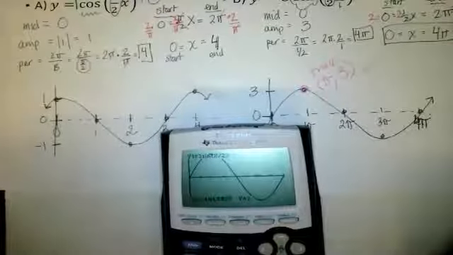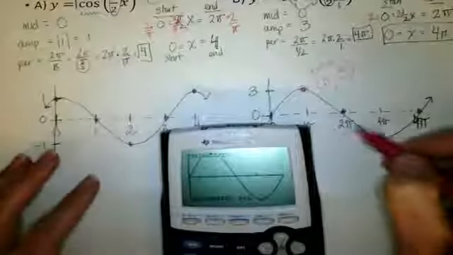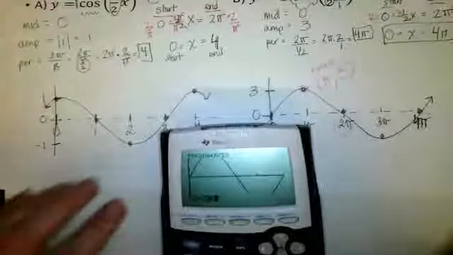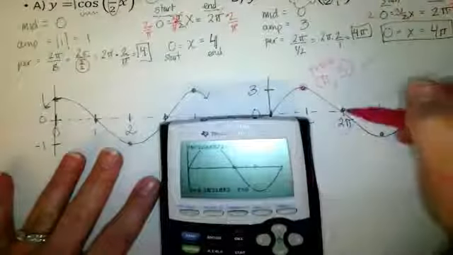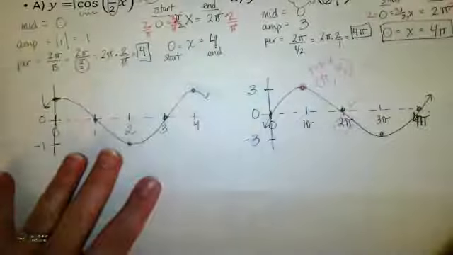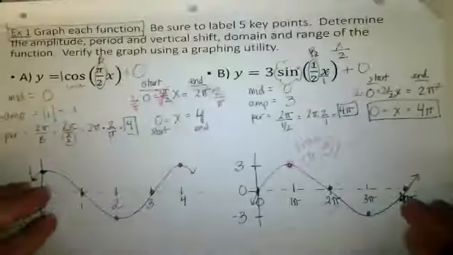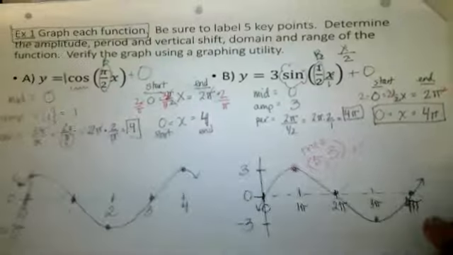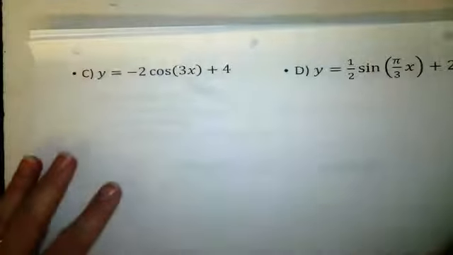All right, so you can check ordered pairs really easily. I could check 2 pi just by typing in 2 pi, and it gives me an output of 0, which matches my graph. Okay. So please check your graphs. Make sure you can do that. Let's do one more. Let's do C.